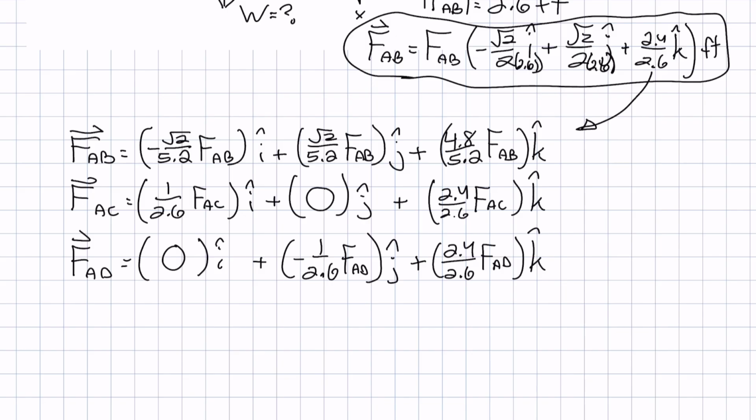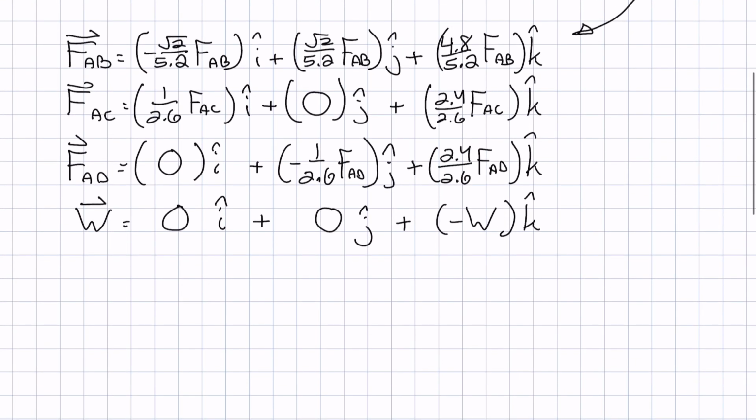Now I'm also going to put in the weight of the chandelier too, because that is another force acting on it. But of course that weight is only acting in the negative z direction. So I can write it as 0i plus 0j minus wk. So we now have these 4 unknowns, but we only are going to have 3 equations.